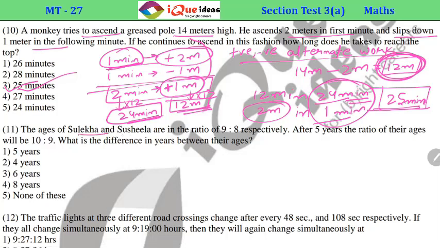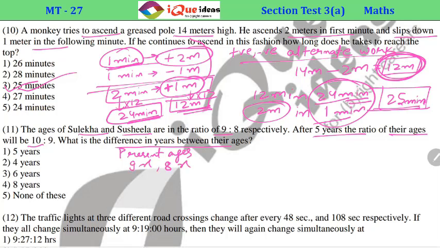The ages of Sulekha and Shushila are in the ratio 9:8. After 5 years, the ratio of their ages will be 10:9. What is the difference in years between their ages? So let's say the present ages are straight away 9x and 8x.